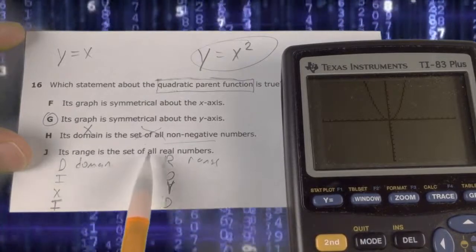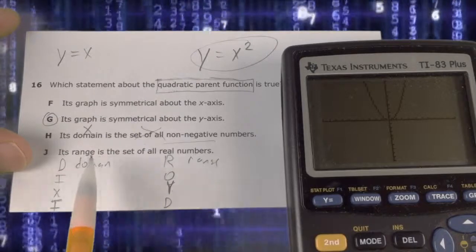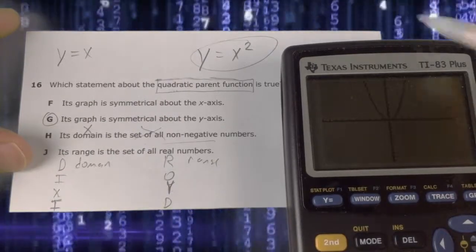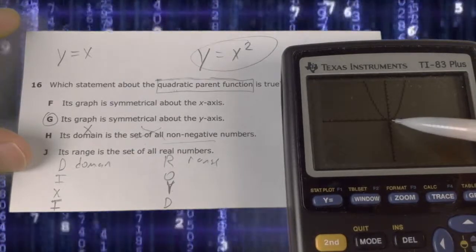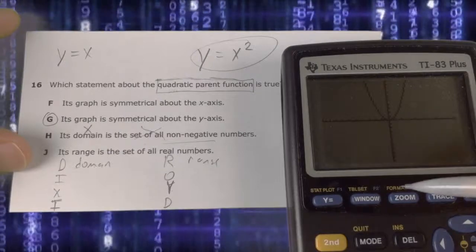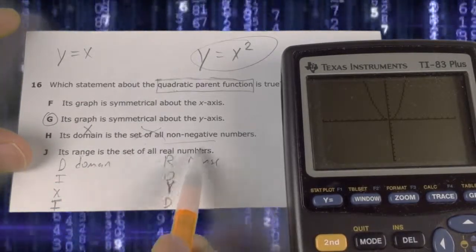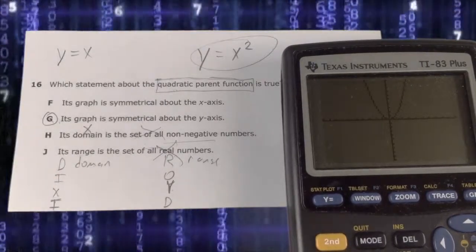The range is the set of all real numbers. No, see, they have these parts switched. The range is only positive, or actually non-negative numbers, which means all positive numbers and 0. The range includes no negative numbers. So the range is actually the set of non-negative numbers, not all real numbers. So definitely we have the answer being G.